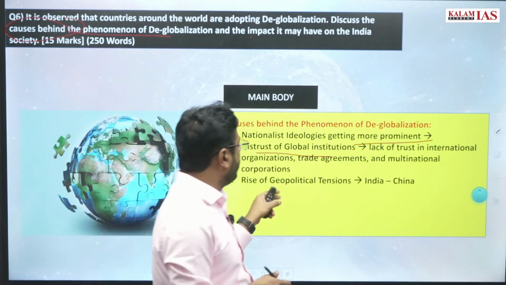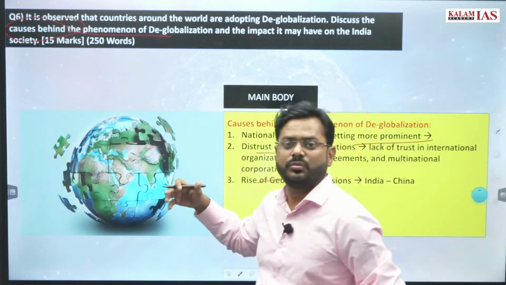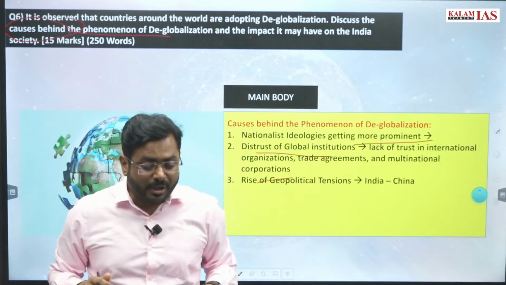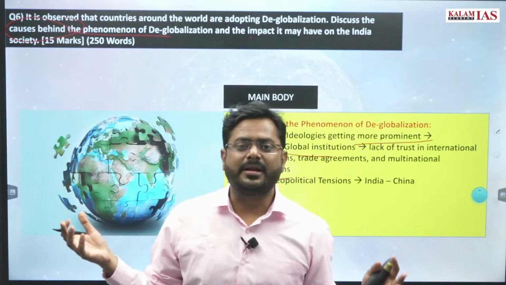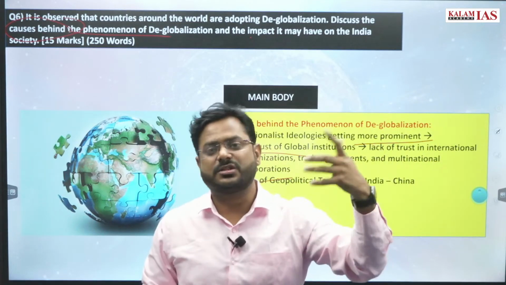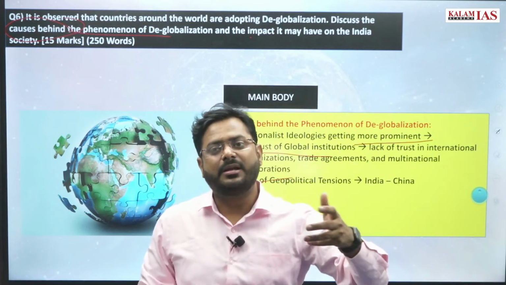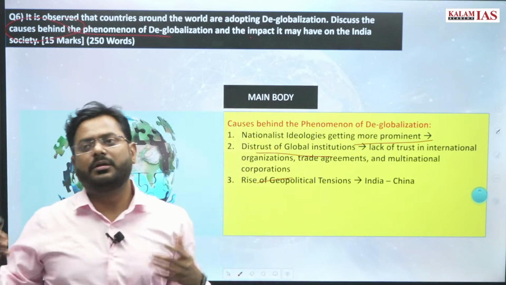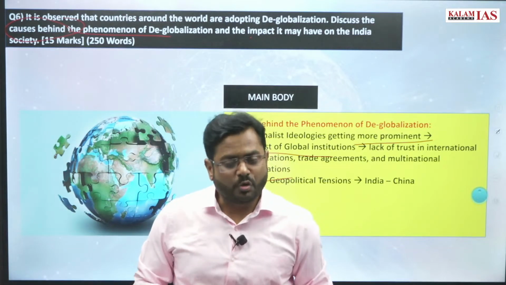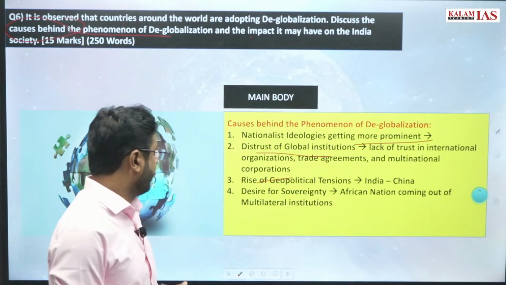Then the rise of geopolitical tensions. Between India and China, the Doklam issue, the Galwan issue, all these things were happening. So because of this, what happened? India banned several mobile applications of Chinese companies. India also banned Huawei, right? India also applied several kinds of trade barriers, right? So what is this? This is some kind of deglobalization also.